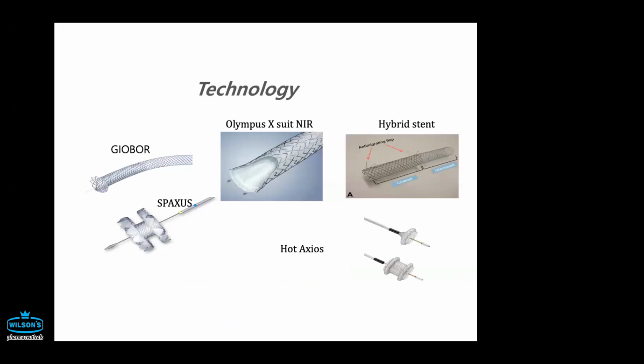We have now EUS specific stents. I showed you the Geenie stent. We have Spaxus coming up, and Hot Axios is already there for choledochoduodenostomy. I don't use them much because of the expense, but they are excellent stents, very, very good stents. And studies have shown they are safe, they are efficacious. So if you have rich patients, by all means use it.